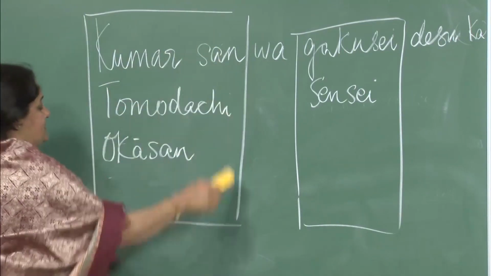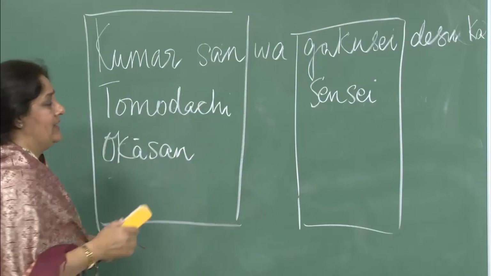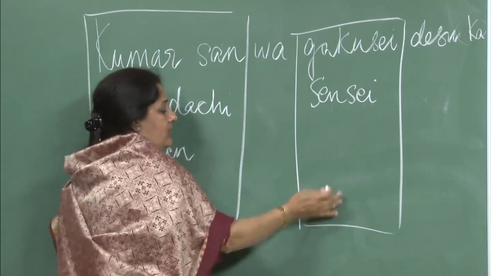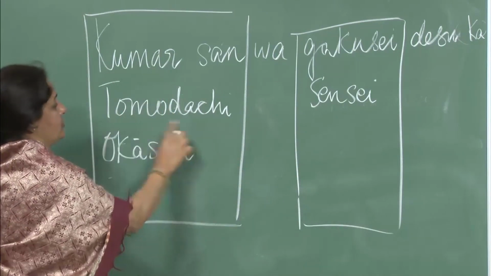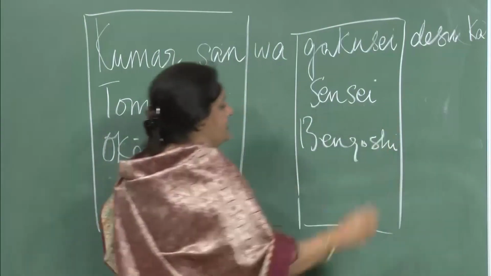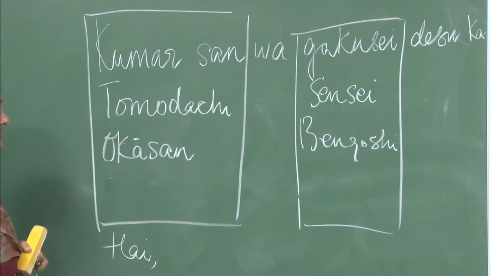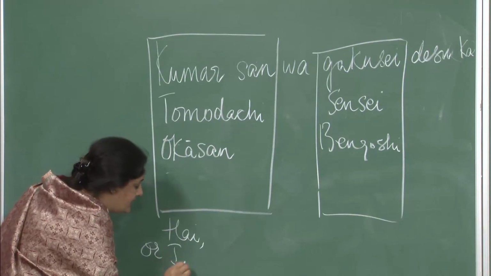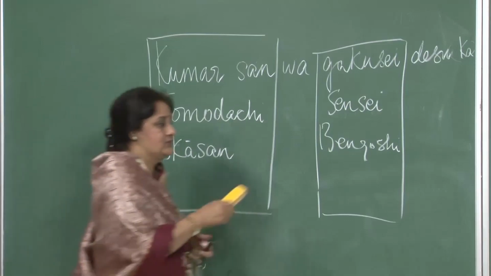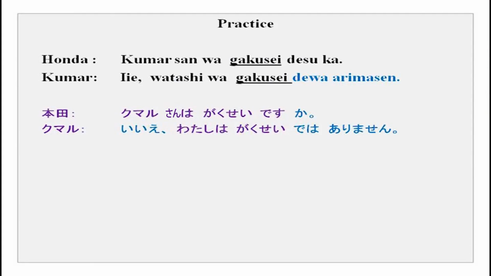So you can replace this noun over here and this over here with whatever we have done in lesson 2. You can put a name over here, you can put your profession over here. For example, tomodachi wa bengoshi desu ka? Hai, tomodachi wa bengoshi desu. Or you could also say iie, tomodachi wa bengoshi dewa arimasen. So this is positive and negative. The negative for this is dewa arimasen.